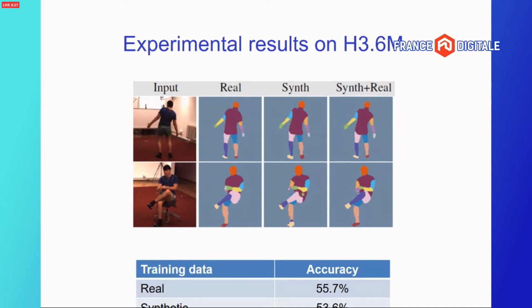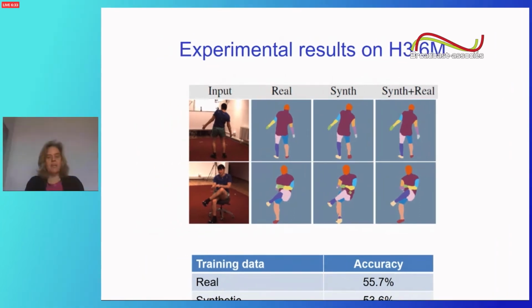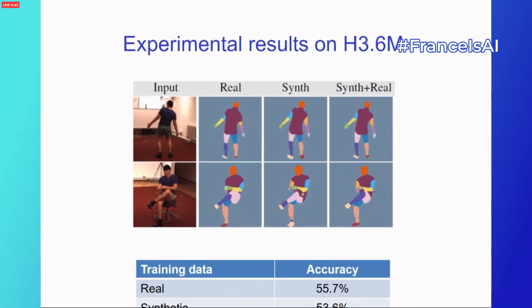If we train on real data, we obtain an accuracy of 55%. If we train on synthetic data, we obtain roughly the same accuracy, which shows that we can actually use synthetic data alone for training such models. And now finally, if we combine real and synthetic data, we obtain a 10% gain in improvement.